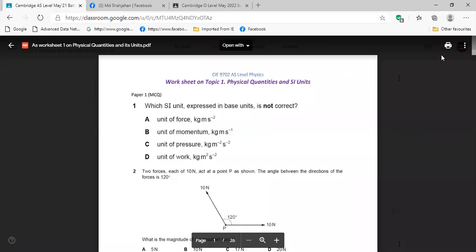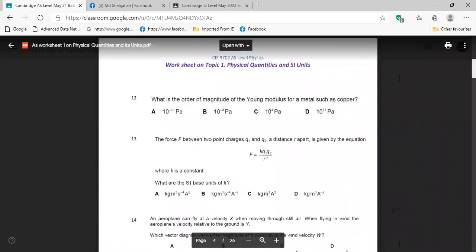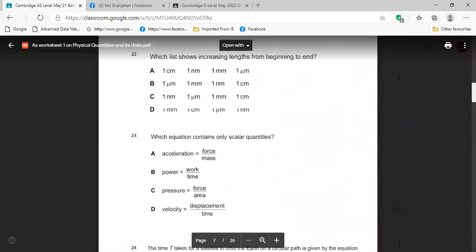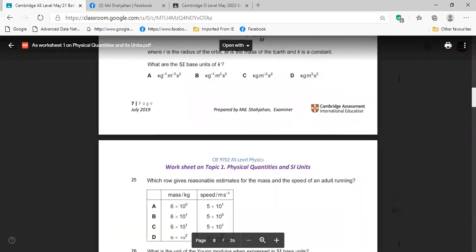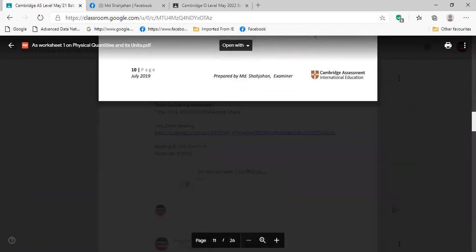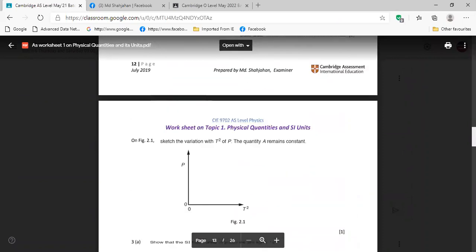So we'll go to question number 7. All are done, sir. All are done except a few. If we can finish the worksheet today, then we start topic 2. Okay, we'll go very fast, sir, inshallah.